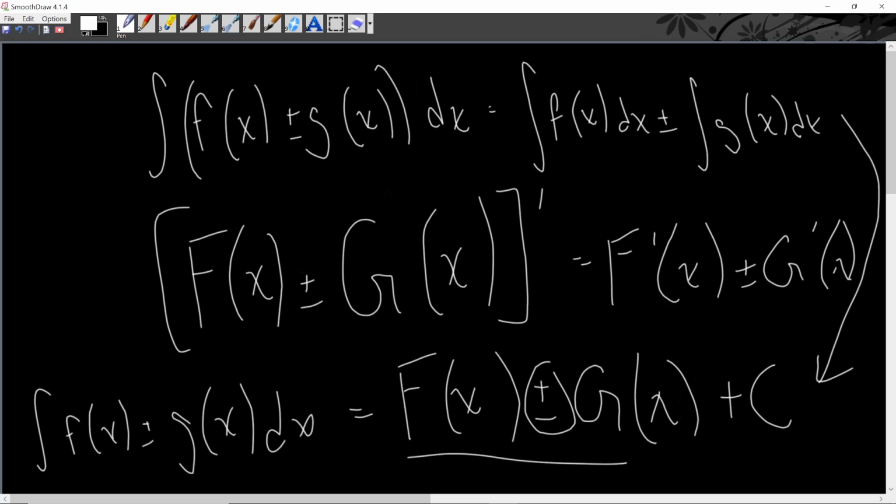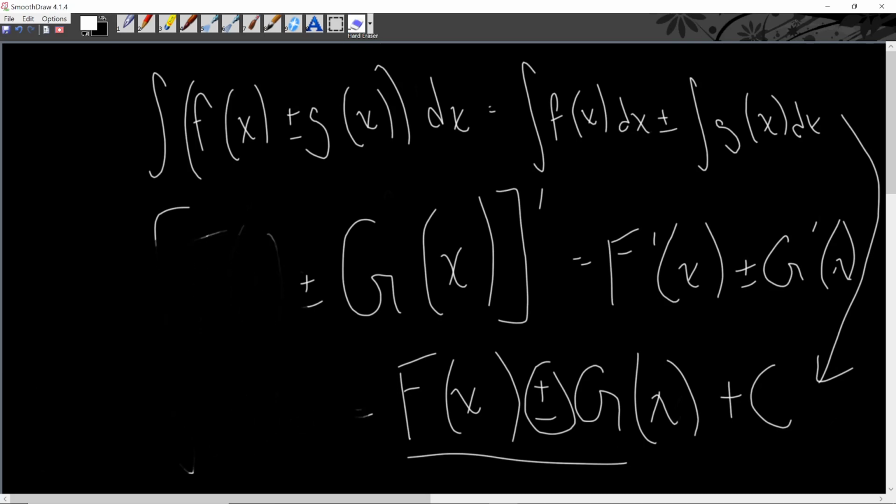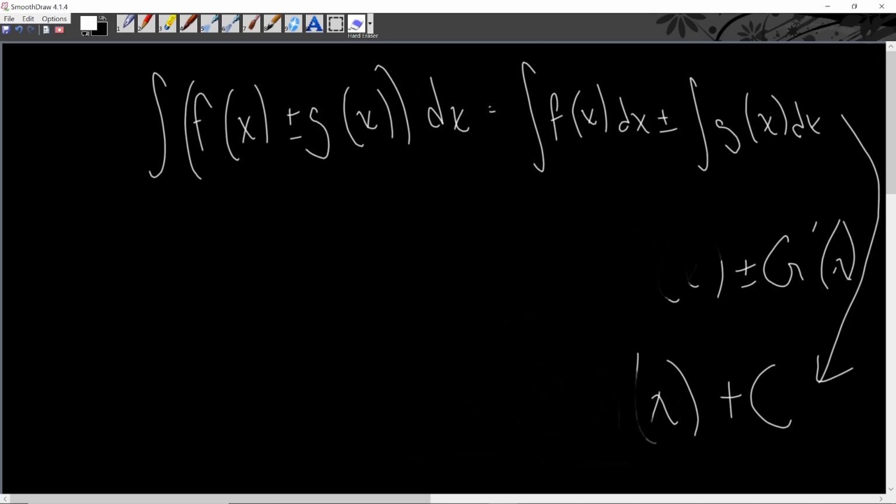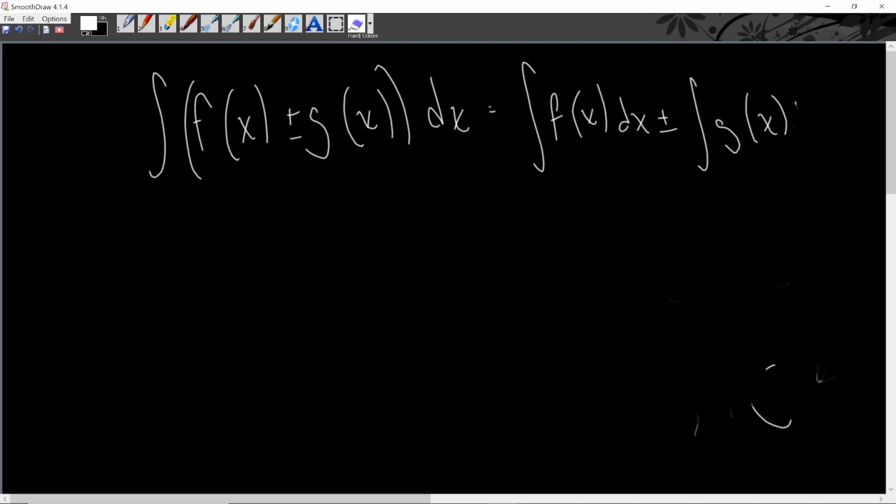So, it's not like a super formal proof or anything, but I hope you can see that connection between the sum and difference rules of derivatives and how that connects to integrals as well, because again, differentiation is an operation. So the inverse of differentiation, which is integration, is also an operation. So it usually follows the same rules as its inverse operation.